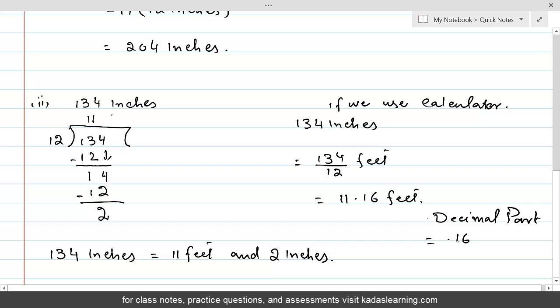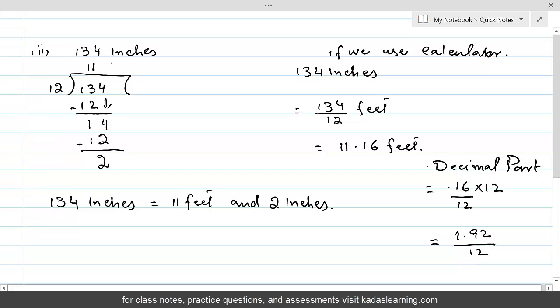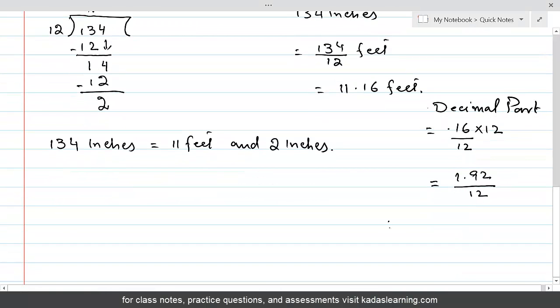0.16. If we want to convert it into inches, we can multiply it by 12. And here it is 1.92. Ignore the denominator and just take the numerator. 1.92 is almost equal to 2 inches.